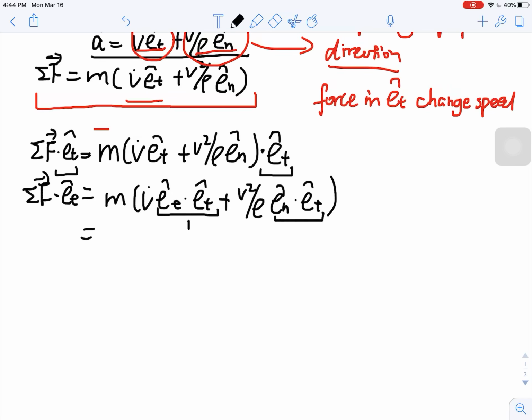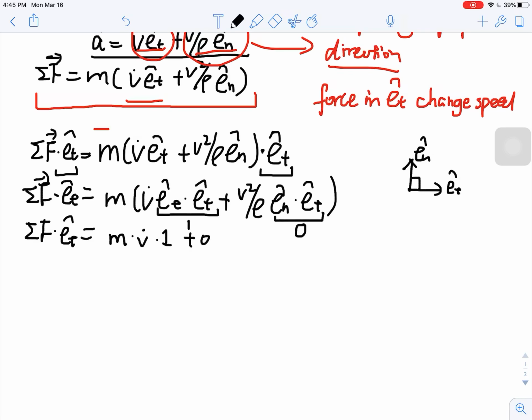And the en and et dot product: these two have perpendicular directions to each other. Remember, between en and et the angle is 90 degrees, so the product is 0. Therefore, we end up with m v dot times 1 plus 0. On the other side, copy F dot et hat. Okay, I think we're good here.